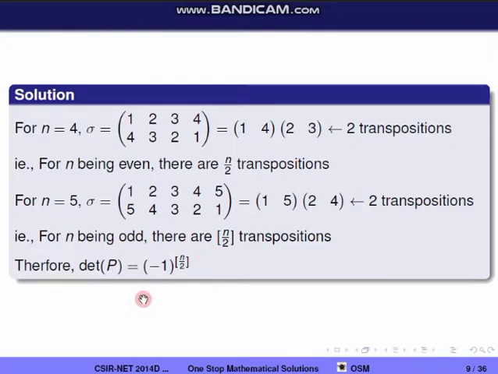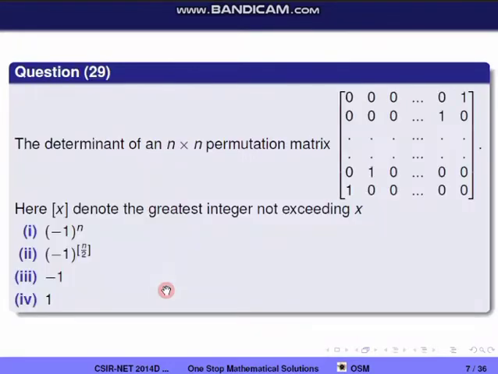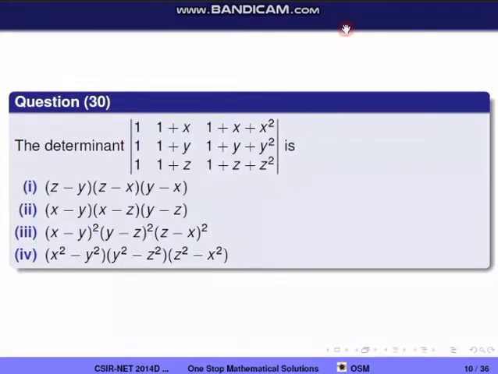Therefore, determinant of P is equal to minus 1 whole power n by 2 for n being even and minus 1 whole raised to the greatest integer function of n by 2 for n being odd. So we can together put it as minus 1 whole raised to the greatest integer function of n by 2. So we'll check the correct option now. The correct option is the second one.